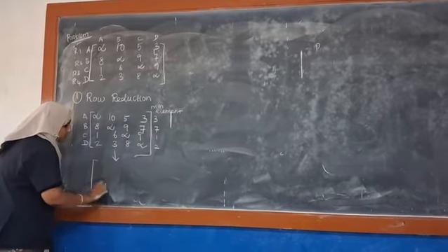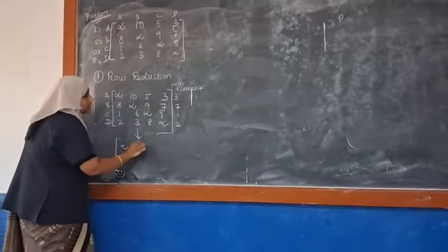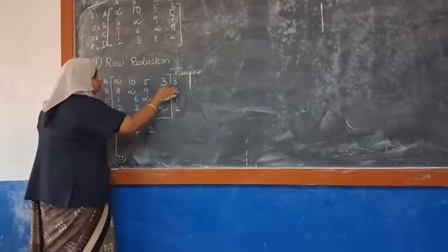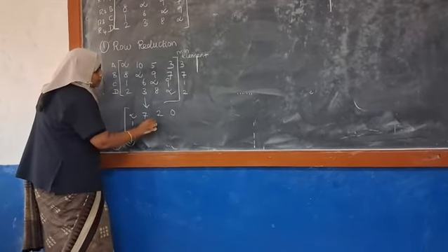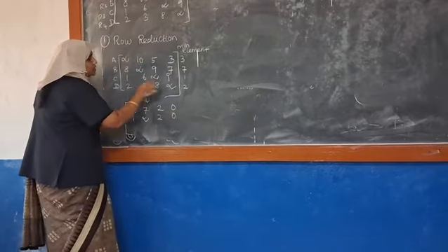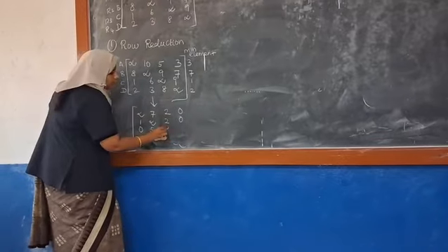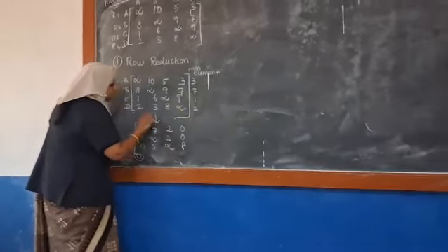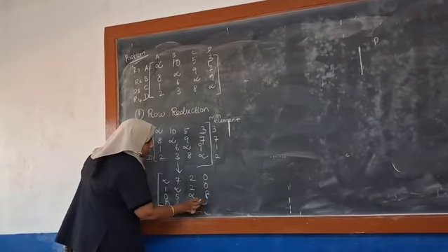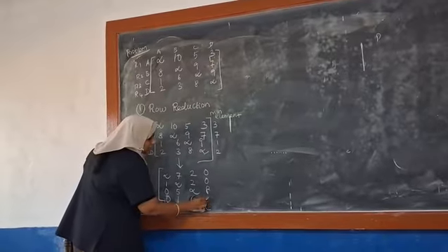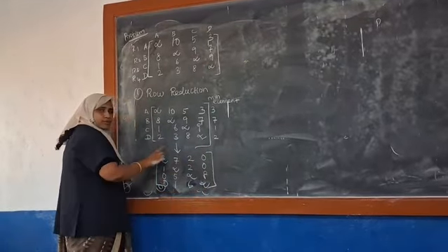So 10 minus 3 is 7, 5 minus 3 is 2, 3 minus 3 is 0. Like that, 8 minus 7 is 1, infinity, 2, 0. So 1 minus 1 is 0, 6 minus 1 is 5, infinity, 9 minus 1 is 8. Like that, 2 minus 2 is 0, 3 minus 2 is 1, 8 minus 2 is 6, and then infinity. So after the row reduction, this is your reduced matrix.